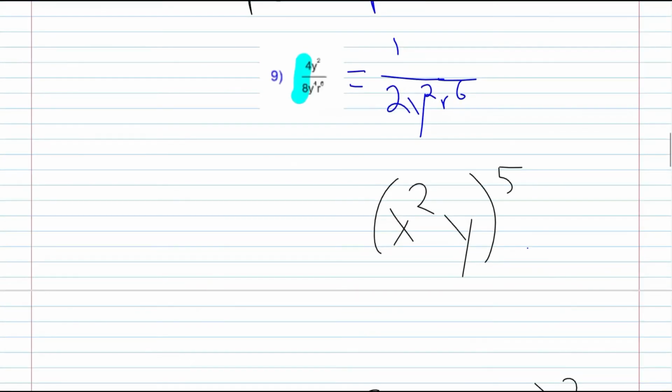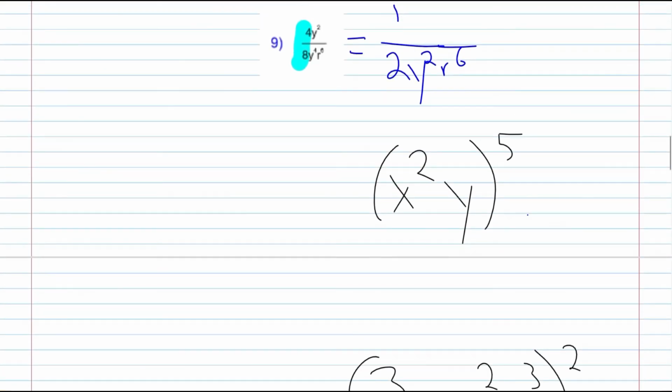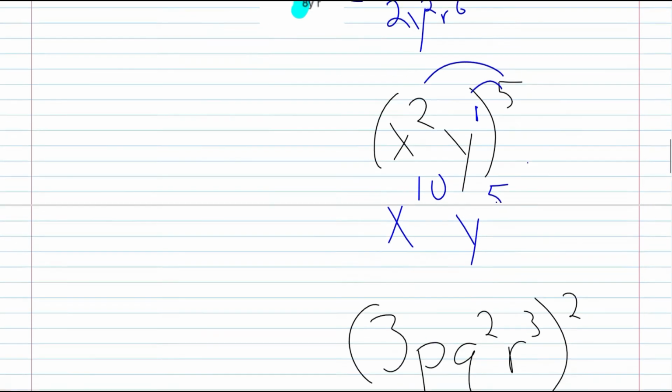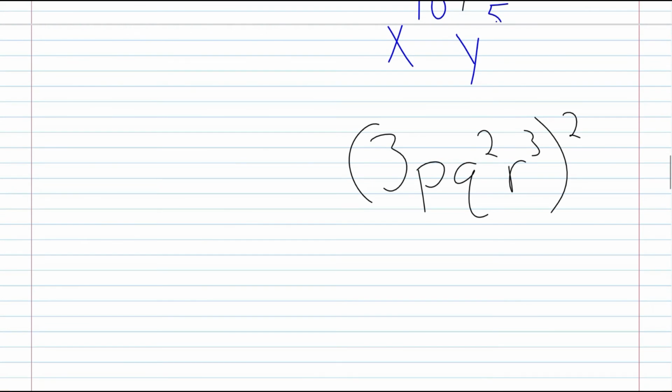Let's take a look at two power rules. So I have x to the second, y, which is technically to the first power, and I'm going to multiply the exponents together. So this is x to the 10th, y to the 5th. Simple as that. Let's try another one. This one I have 3p, q to the second, r to the third, all put to the second power.